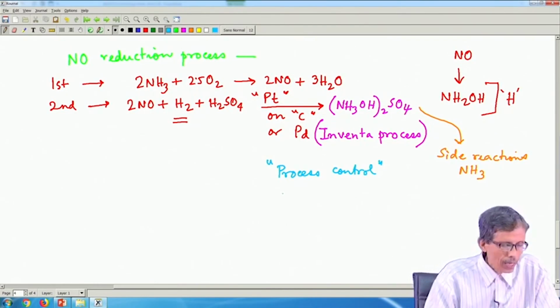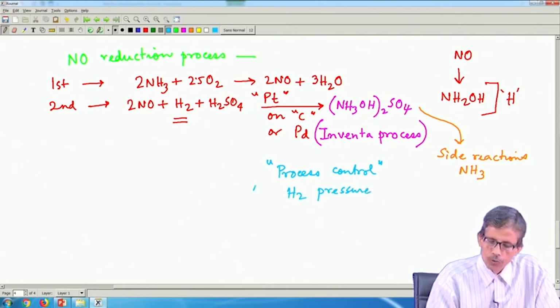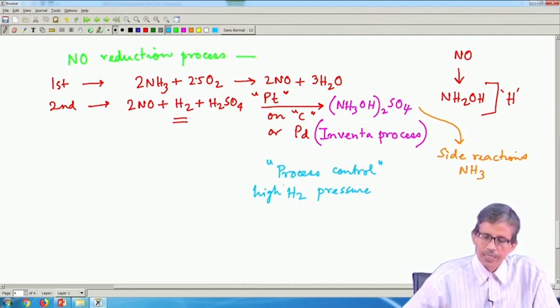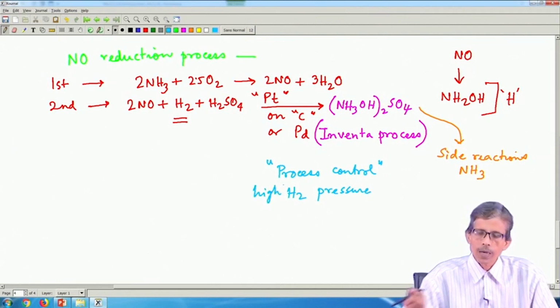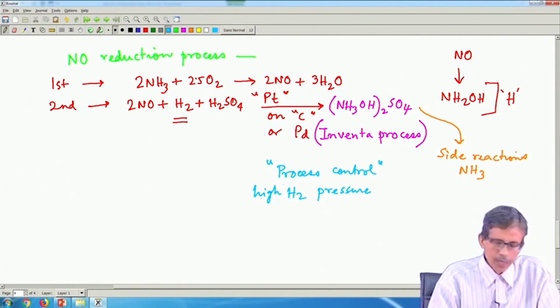So, we can have that hydrogen, that means the use of hydrogen at a particular pressure. If you use a high hydrogen pressure, you can optimize or increase the corresponding rate of production or corresponding yield of that particular material.